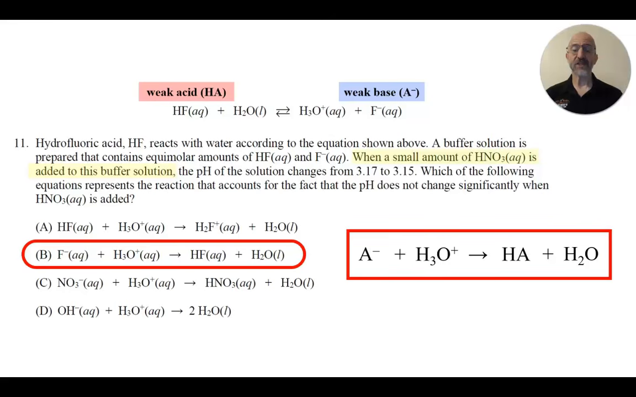So the message that I'm sending you from questions 10 and 11 is, once you know the two components of a buffer solution and you know whether a strong base or a strong acid was added to the buffer, then you can choose the appropriate component of that buffer solution to react, and then it will produce the other partner or the other component of that buffer solution.